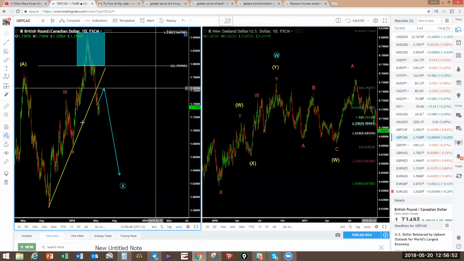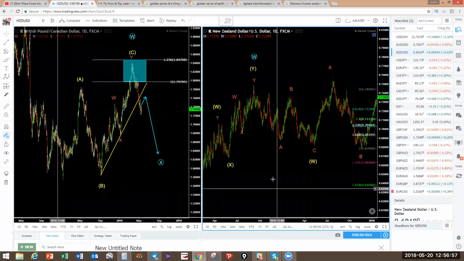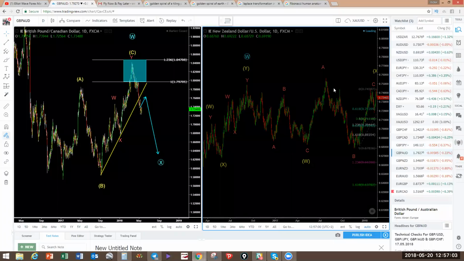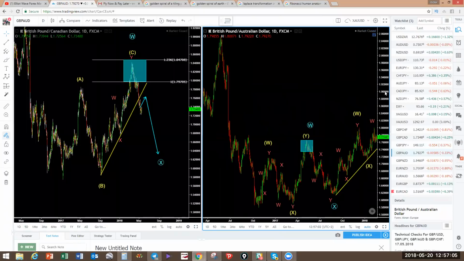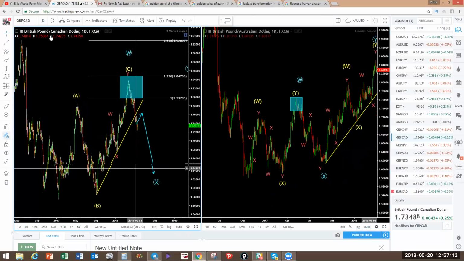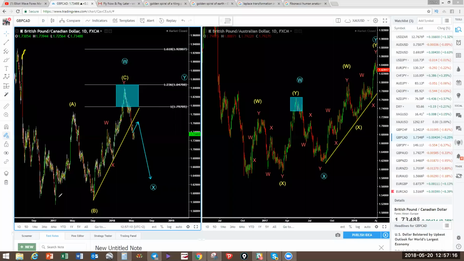On the left-hand side, I've got pound CAD. And this is one of the pairs that has been very accurate in terms of the analysis. Right-hand side, I've got pound AUD. Both on the daily. Right, so this is what we looked at. Swing high to swing low. Okay, after the swing high, swing low, we had a three-wave pullback.